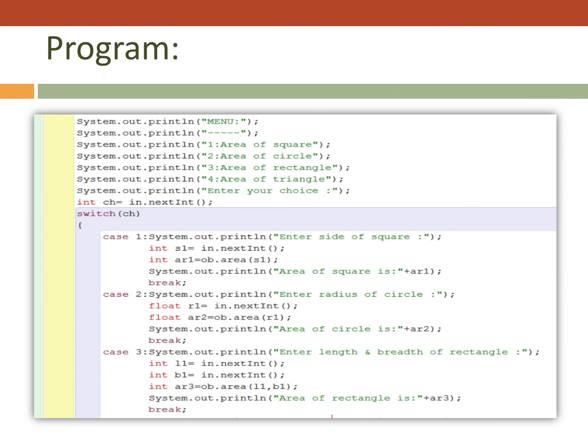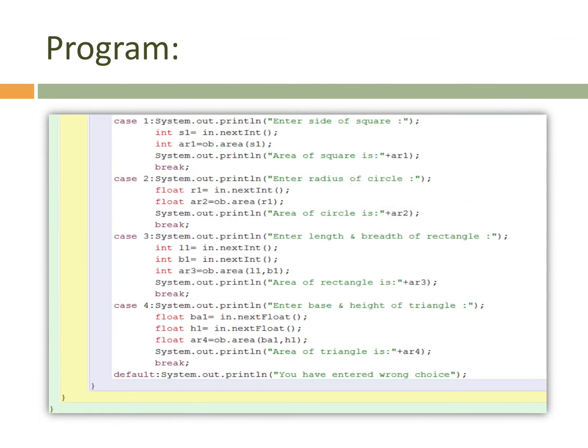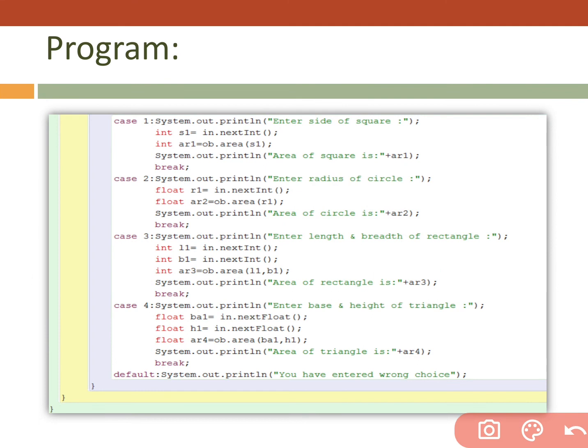And then what happens? See, the last case is in front of us. We want base and height for the triangle. That's why I'm asking for base and I'm asking for height. But see, I'm writing BA1, because B1 is already used. That's why I'm getting an error. That's why I'm writing BA1 for base and H1 for height. And then I'm passing both of them.